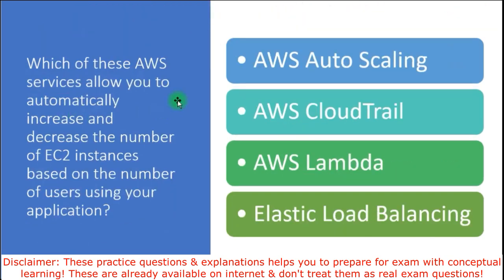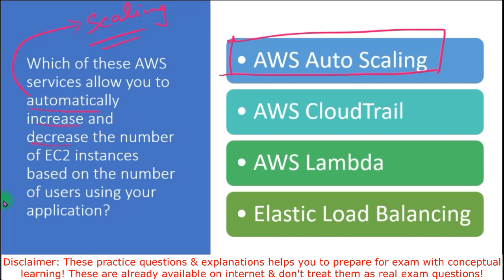In this question, they are asking which of these AWS services allows you to automatically increase and decrease the number of EC2 instances based on the number of users using our application. The options we have: AWS Auto Scaling, AWS CloudTrail, AWS Lambda, Elastic Load Balancer. Here we are talking about the service which can help us to automatically increase and decrease. That means they are looking for the function called scaling. So among the options, we have only one, that is AWS Auto Scaling. So this is the correct choice.